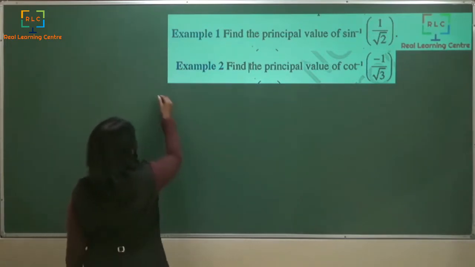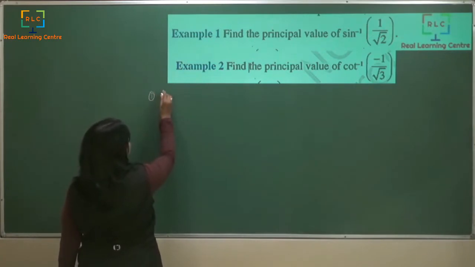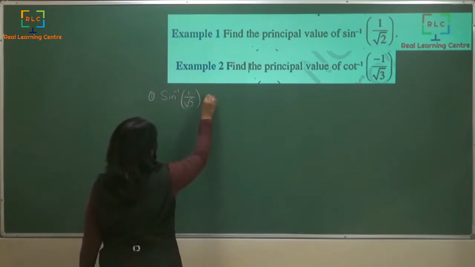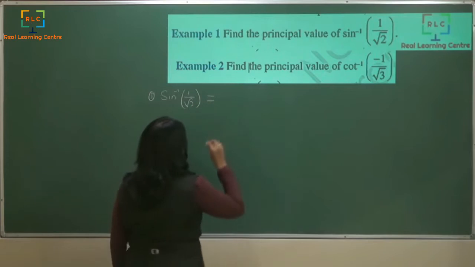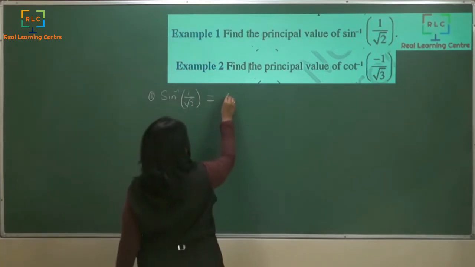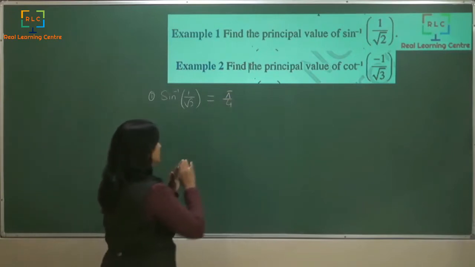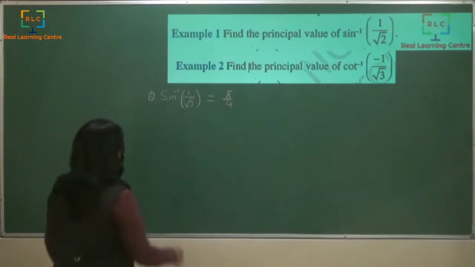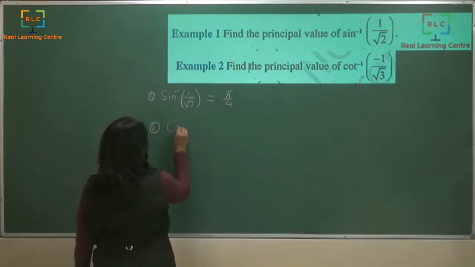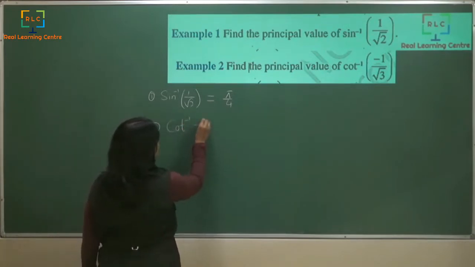I have the first problem, and this is the example problem. Sine inverse of 1 by root 2 is equal to, what angle has sine equal to 1 by root 2? It is 45 degrees. So pi by 4. This is the answer. And then the second question, principal value of cot inverse of minus 1 by root 3.